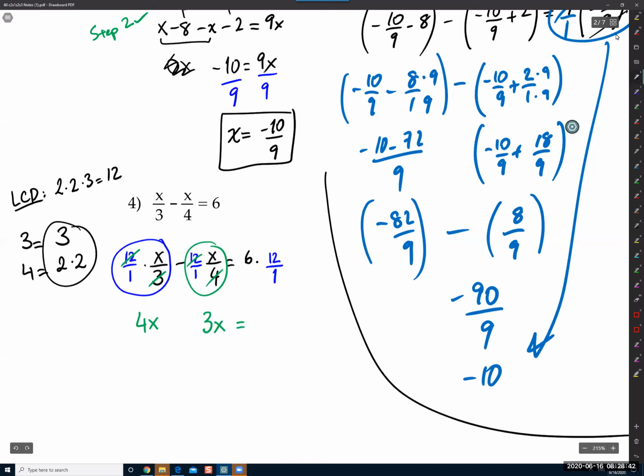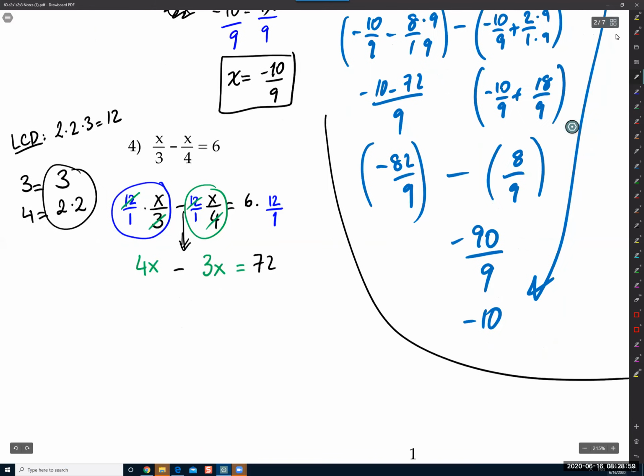And as you know, 6 times 12 is what? 72. But don't forget you're subtracting, so carry the sign with you. I'm just rewriting the previous step by simplifying. The whole idea of multiplying both sides by 12 is to get rid of the fractions, period. Therefore, x is equal to 72, and touchdown baby.